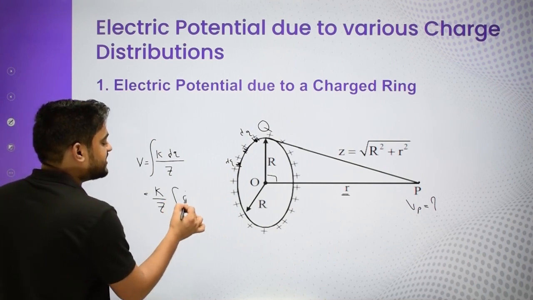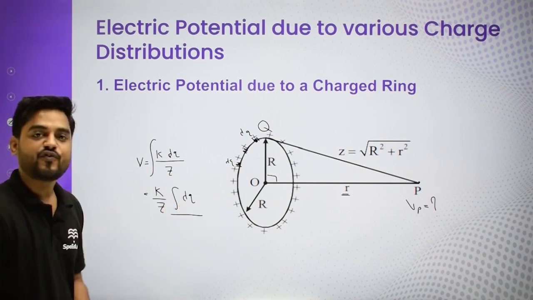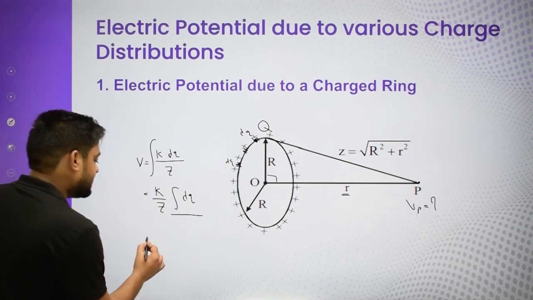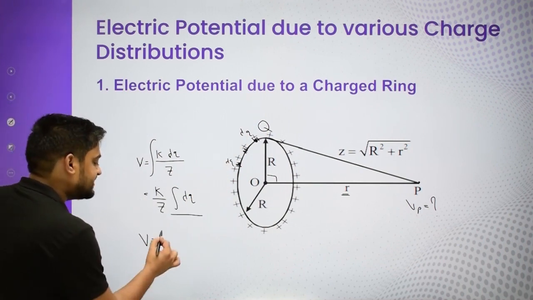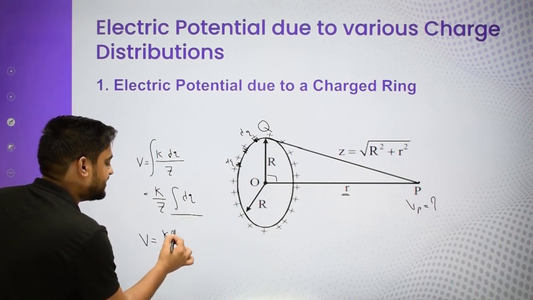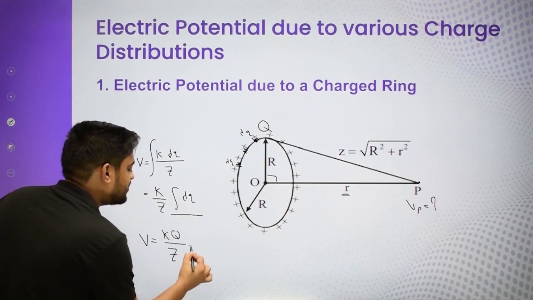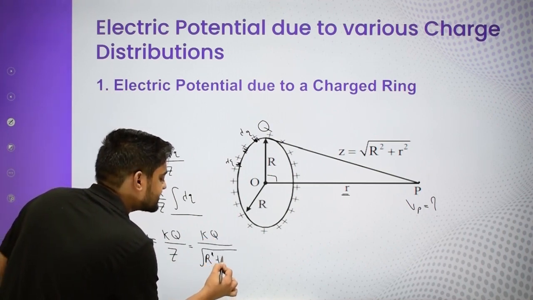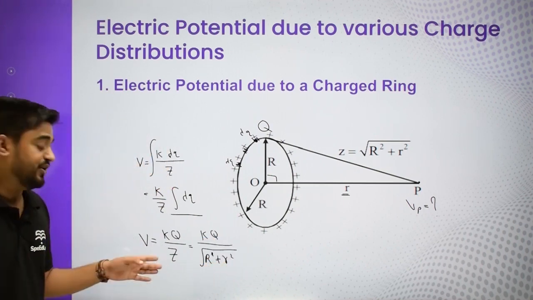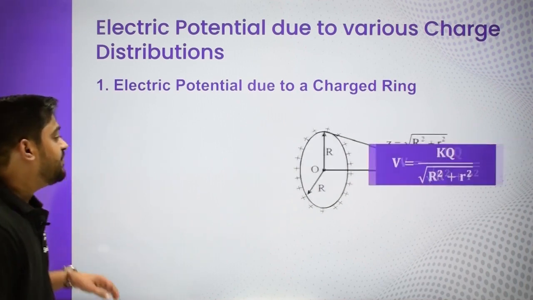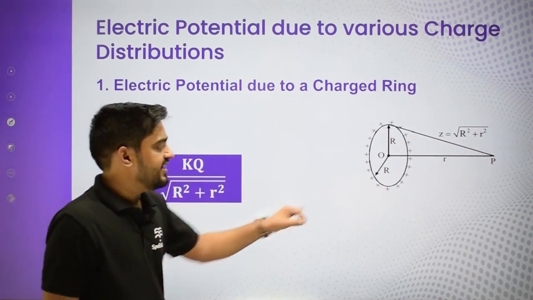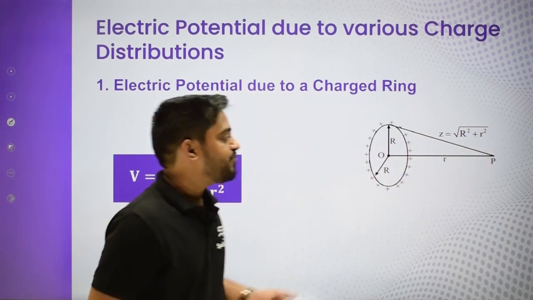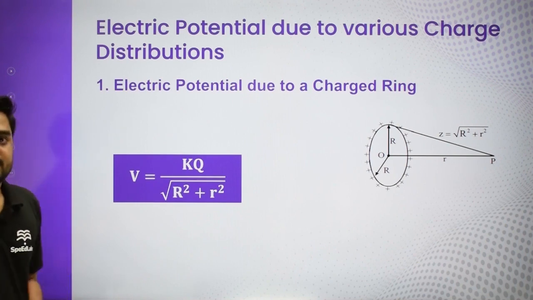And it is simply integration of dq, which is basically the sum of all such dq, which will give me the total charge on the ring, and hence I will get that potential due to a ring is k, and this thing is capital Q by z, and eventually what is z? Kq by root over R square plus small r square. So this is the formula of potential due to a charged ring, where capital R is the radius of the ring and small r is the distance from the center to the point where we have to get the potential.